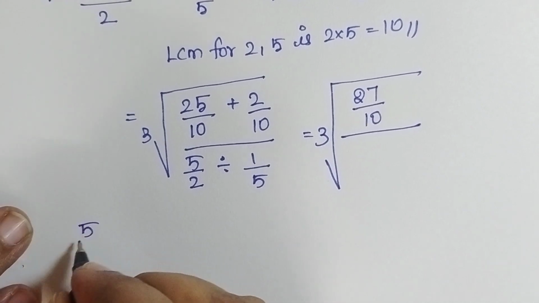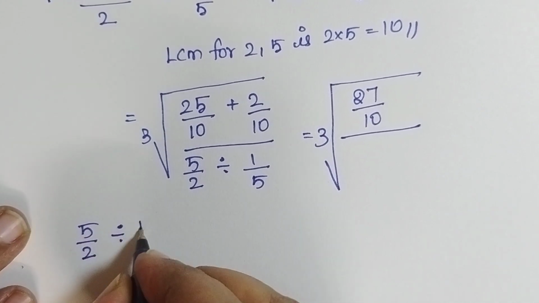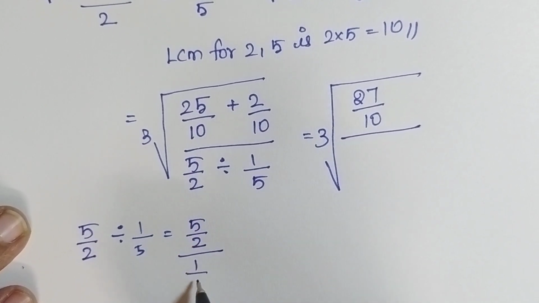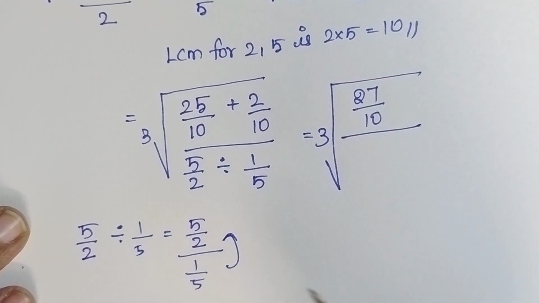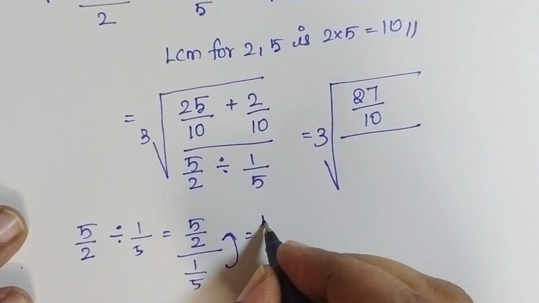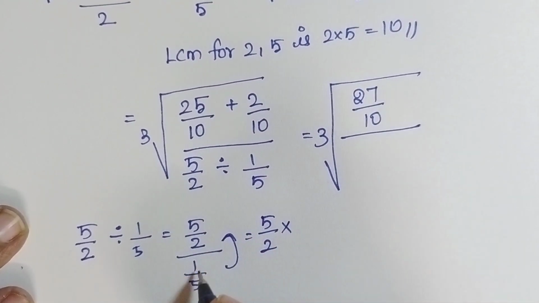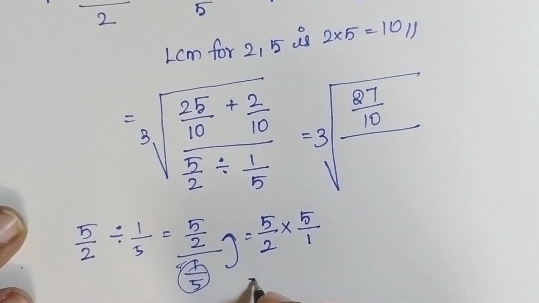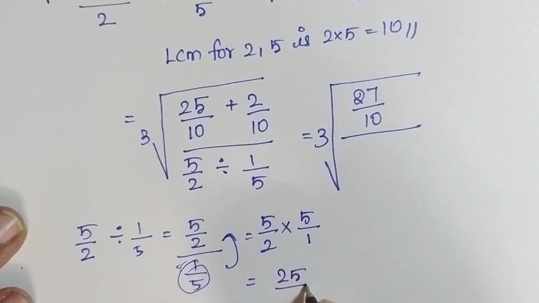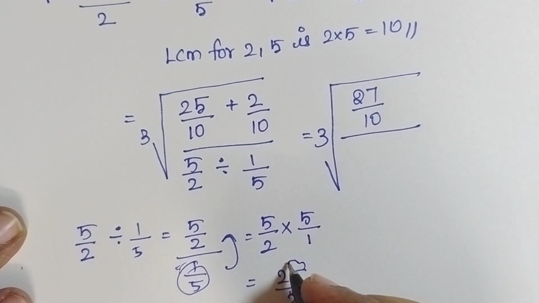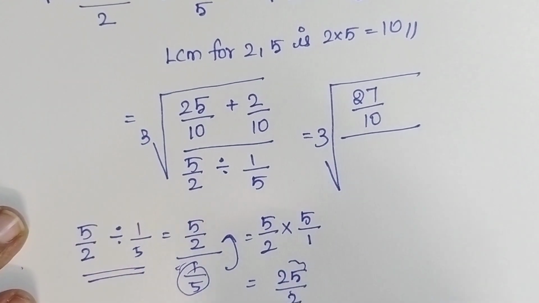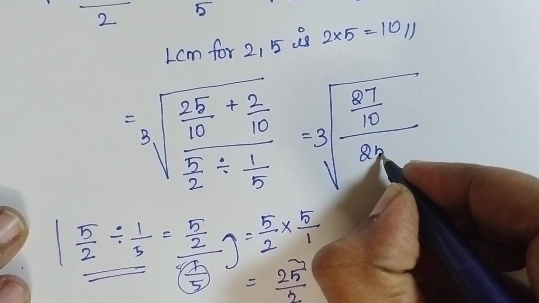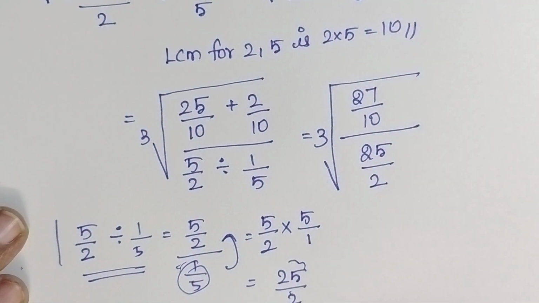So now let's see how to handle this. What they have given is 5 by 2 divided by 1 by 5. In order to make this a multiplication, I need to write it as 5 by 2 into the reciprocal, that is 5 by 1, which is equal to 25 by 2. So I am going to write this value instead of this. Therefore 25 by 2.